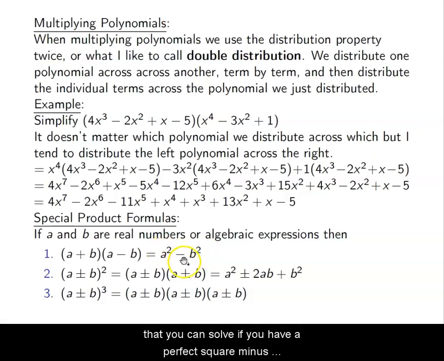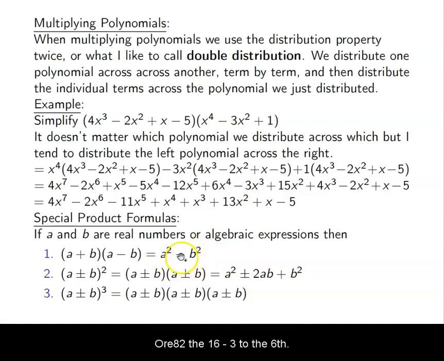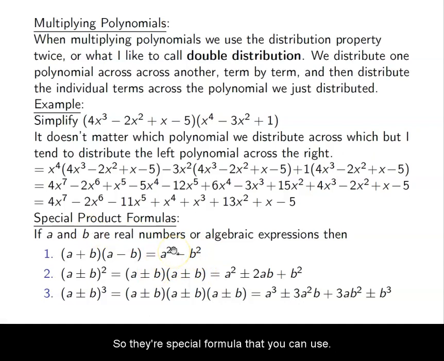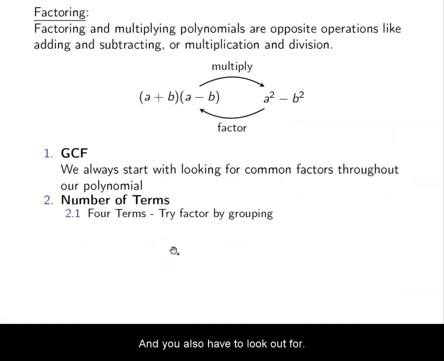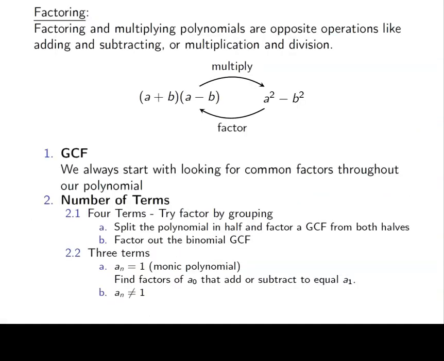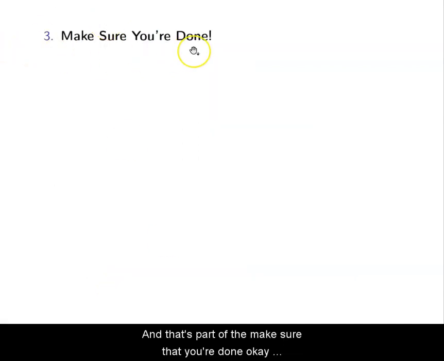If you have a perfect square minus another perfect square, sometimes this might be a to the fourth minus b to the fourth, for instance. Or a to the 16 minus b to the 16. So there are special forms here that you can use that you also have to look out for. And that's part of making sure that you're done.